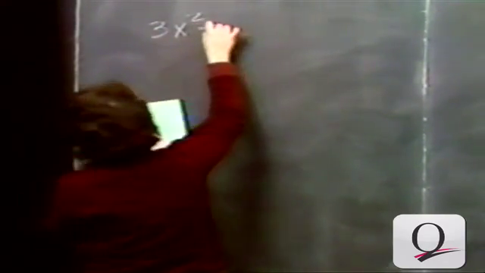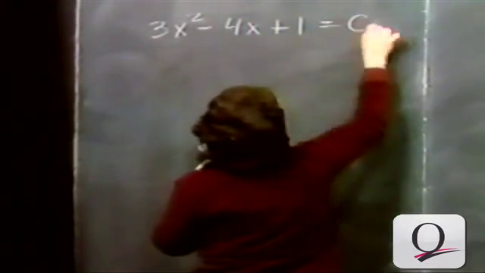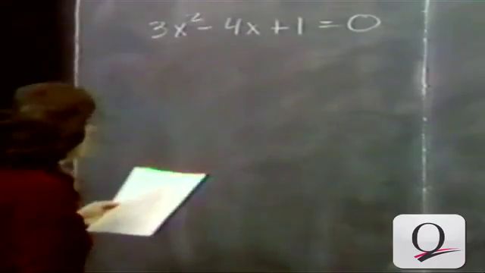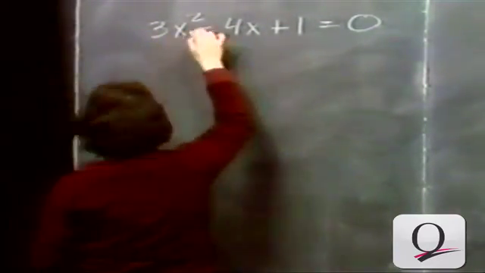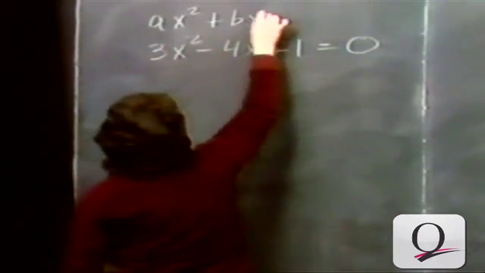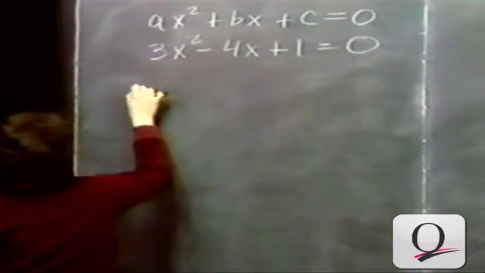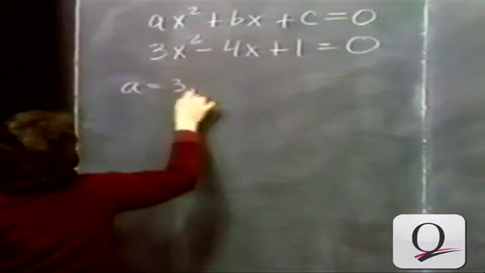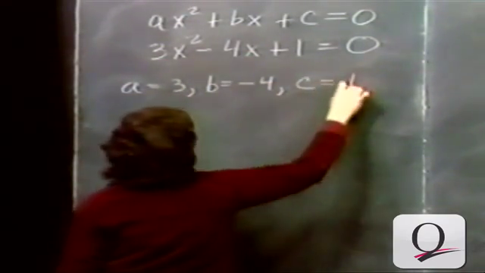Okay, let's try another example. 3x squared minus 4x plus 1 equals 0. Here we have a quadratic equation in standard form. We match it to the ax squared plus bx plus c equals 0. And we see that a is equal to 3, b is equal to minus 4, c is equal to 1.